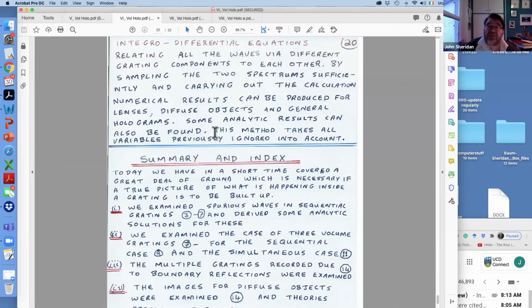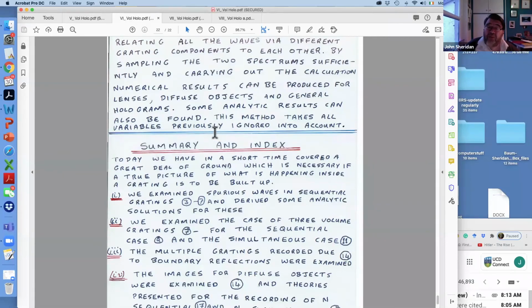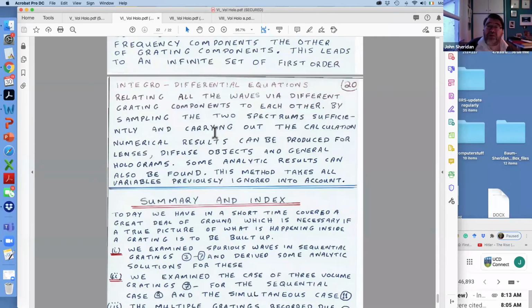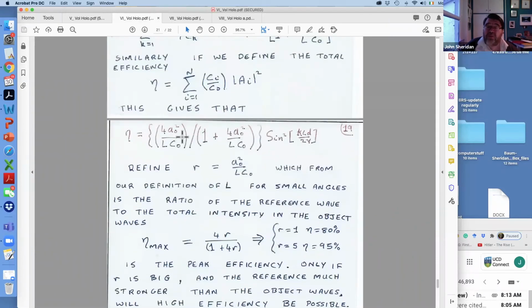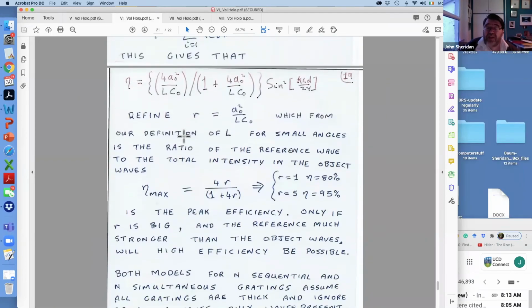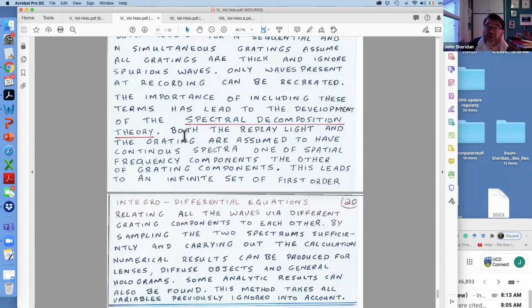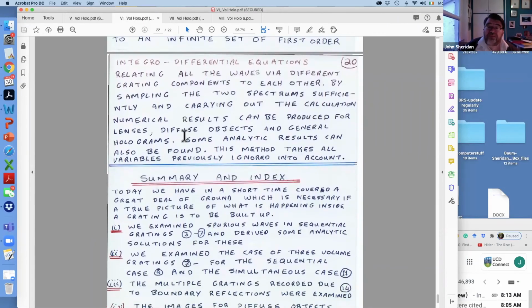Some analytic results can also be found. And the reason we like these analytic results is we can test what's happening. We can test the linearity or the fidelity of our recording material. We can go back to some relatively simple expressions. I know this expression here looks fairly horrible, but compared to the other alternatives, you run numerical programs over and over again, and you've no way to check really whether you put a minus sign somewhere wrong in your code.